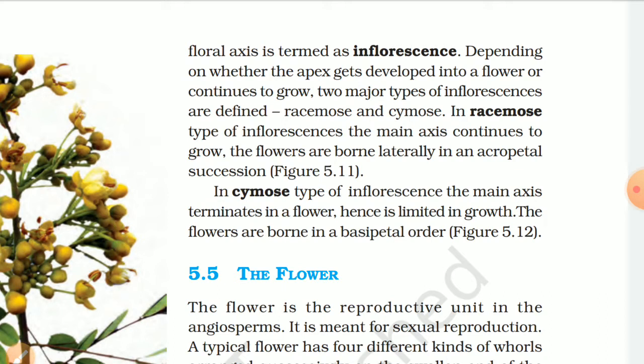Depending on whether the apex develops into a flower or continues to grow, two major types of inflorescence are defined: racemose and cymose. In racemose inflorescence, the main axis continues to grow. The flowers are borne laterally in an acropetal succession. Figure 5.11. In cymose inflorescence, the main axis terminates in a flower, hence is limited in growth. The flowers are borne in a basipetal order. Figure 5.12.